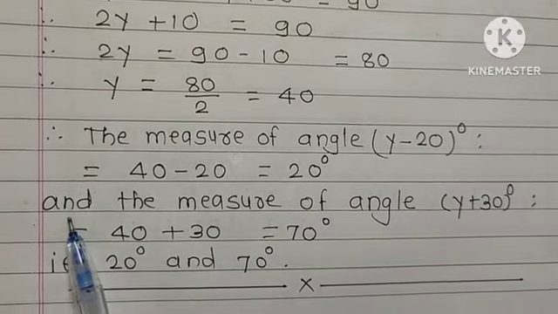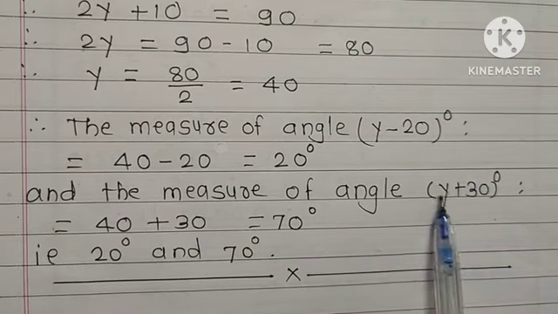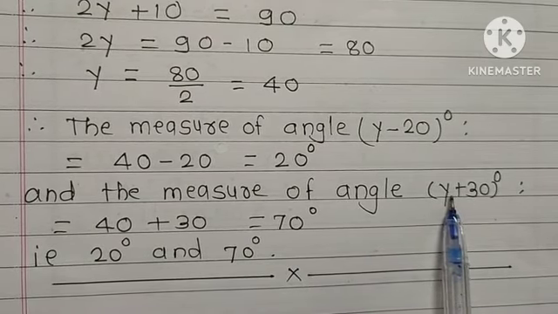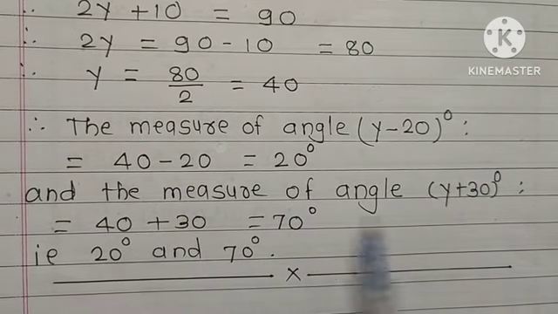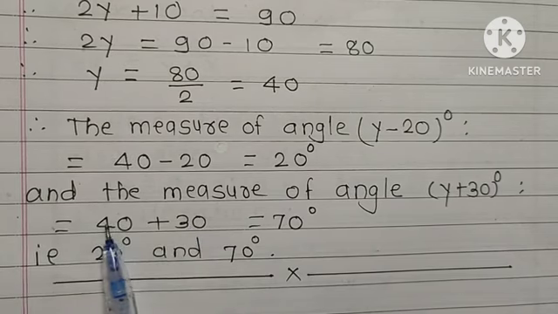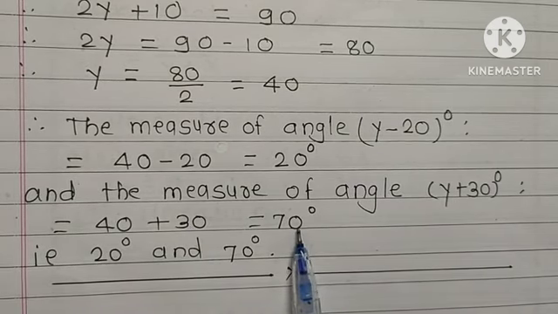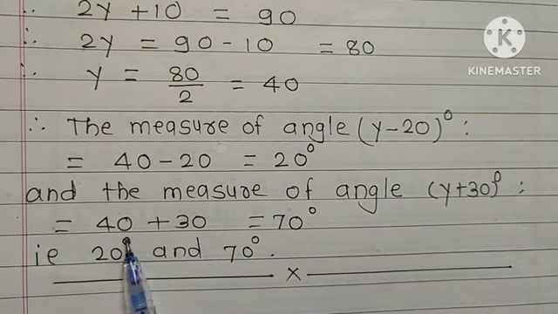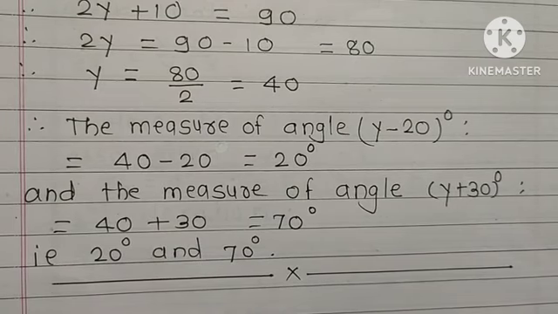Now second, the measure of angle y plus 30, you have to find out. Put the value of y. Y is 40 plus 30. You will get 70. That means the required two angles are 20 degree and 70 degree.